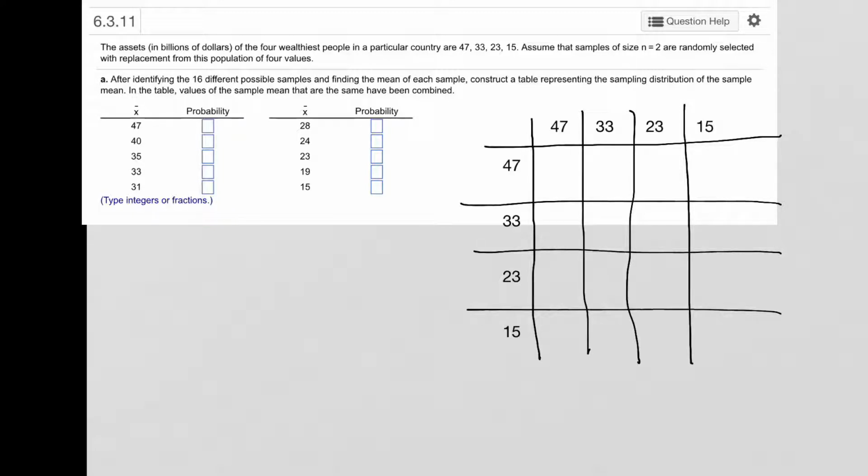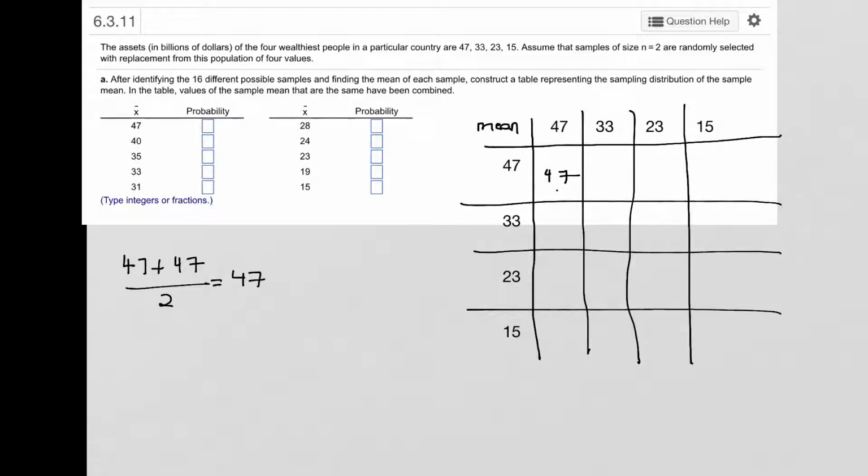What I'm doing off to the side is I'm going to start by saying I've got 47 plus 47 divided by 2, and I get 47. So I put a 47 in my box here. This isn't an addition table, it's a mean table, kind of the same principle as an addition table. So we're just putting the mean for each pairing in its little slot.